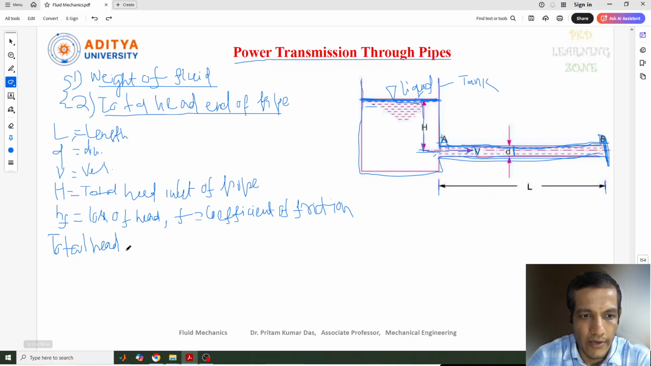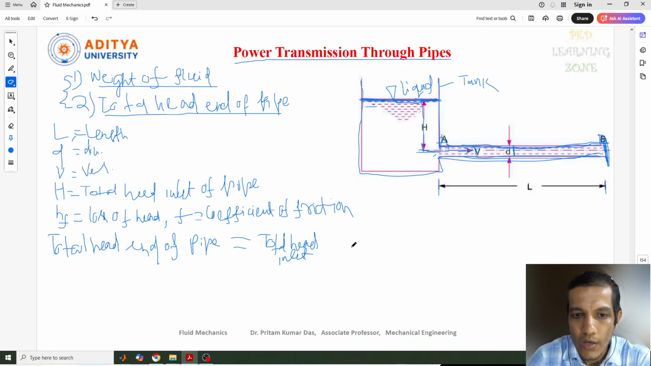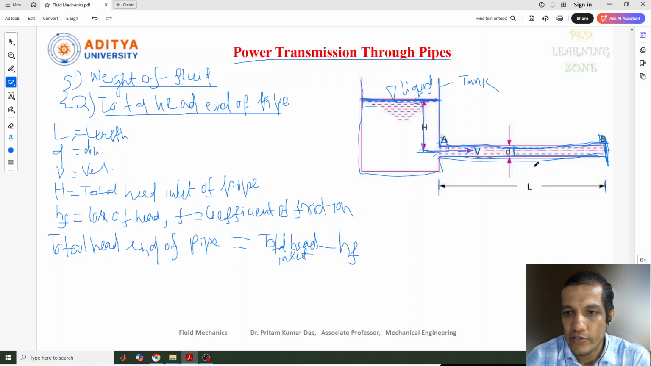Let's write it again. The total head at the end of pipe, that means at this point, is equal to the total head at inlet minus the head loss due to friction. Head loss due to friction is nothing but HF.